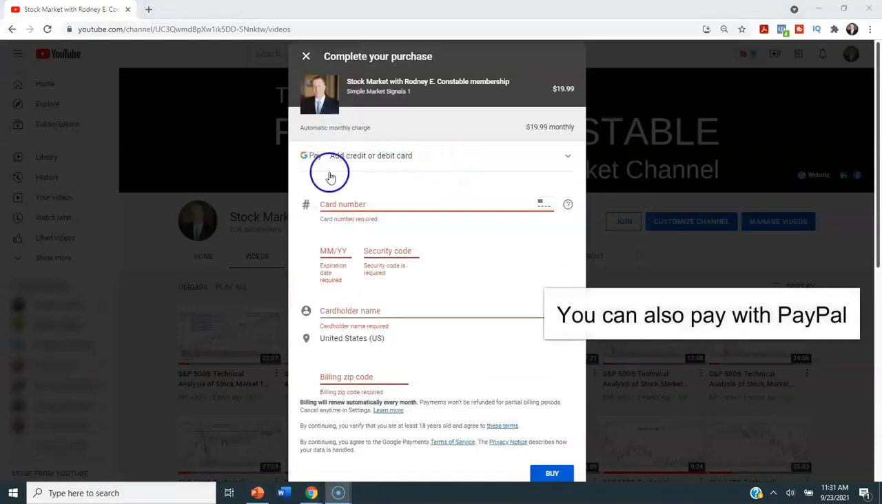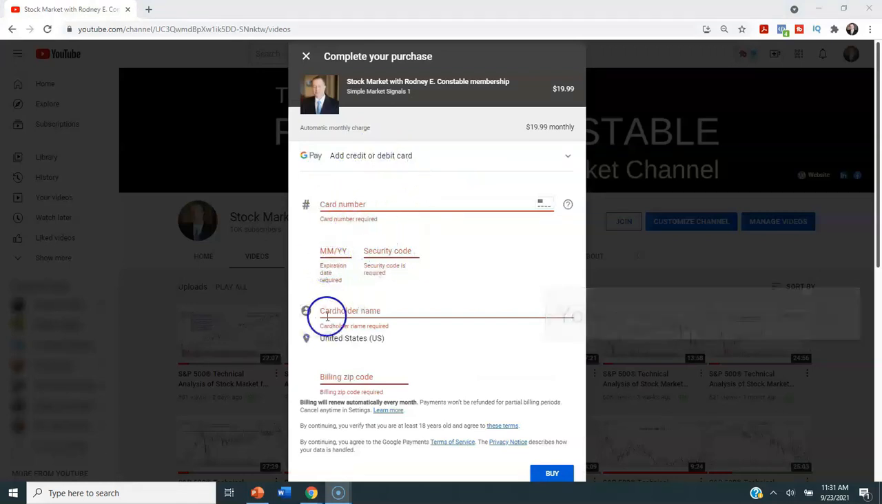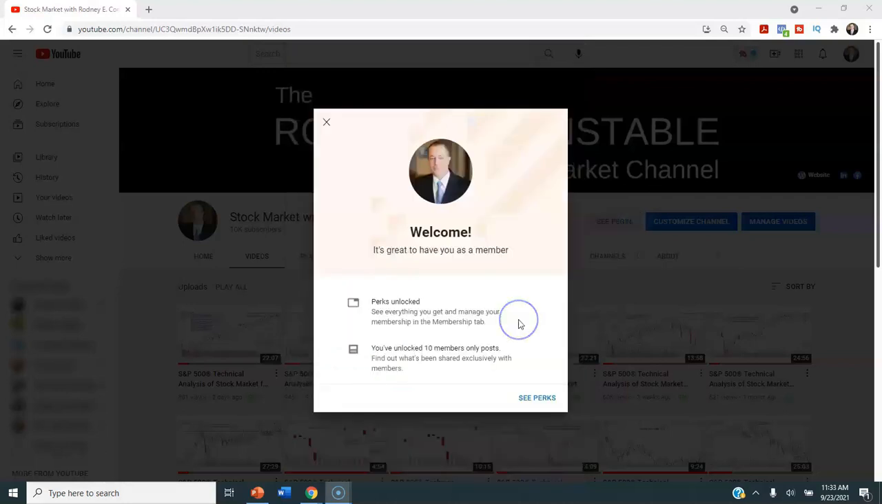So as you can see here, you can pay with either a credit or debit card. Enter your card number, of course, the month and year of expiration, security code, cardholder name, and your billing zip code. So I'm going to fill all of this information in, and I will be right back. So once you hit that buy button, which is in the lower right-hand corner of that previous box, you will then get this pop-up.